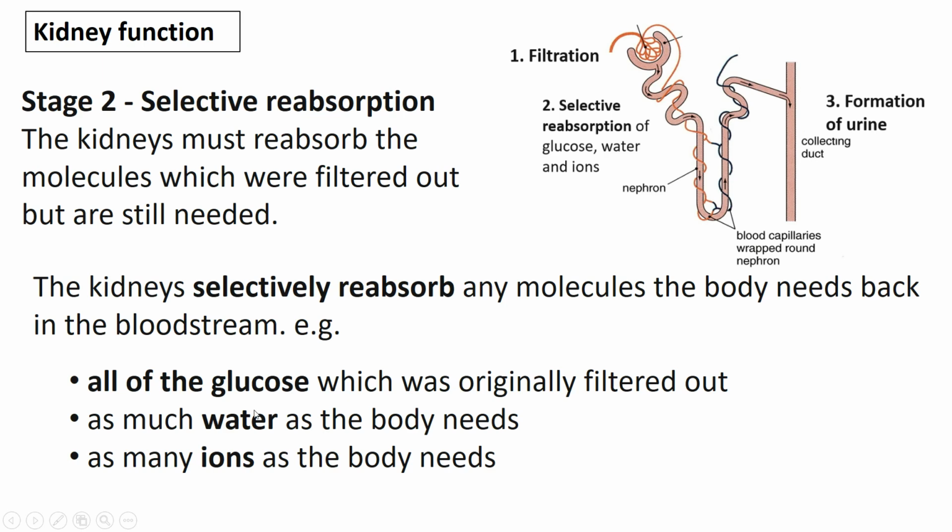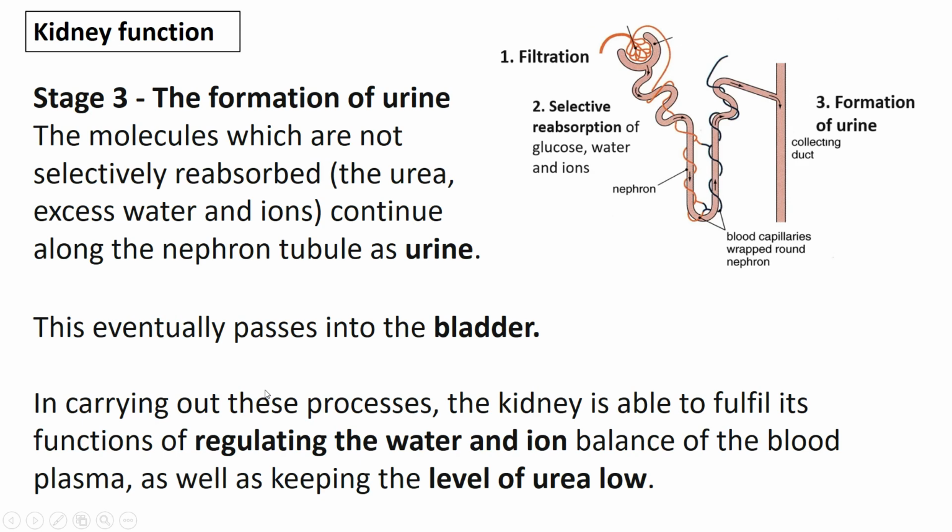The second stage then is to reabsorb things that you still need. So the kidneys have first of all filtered lots of things out, but they've also filtered things out like glucose, which is a small molecule, but you still need it. So the kidneys selectively reabsorb any molecules the body needs back. So they take all of the glucose back. They're going to take as much water as the body needs and as many ions as the body needs.